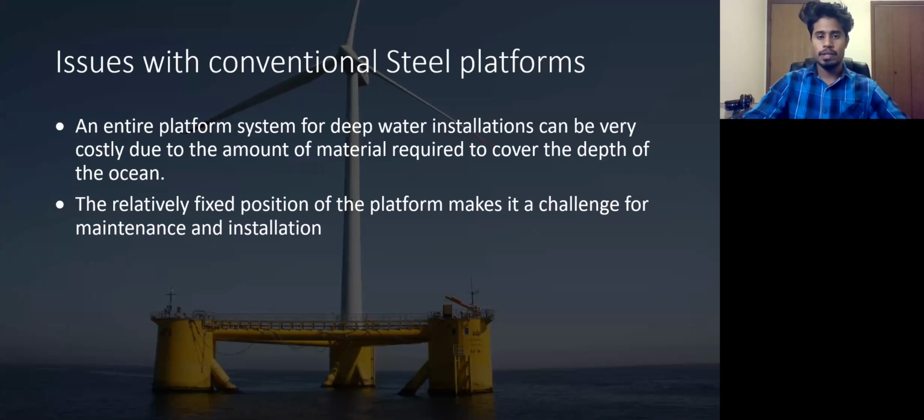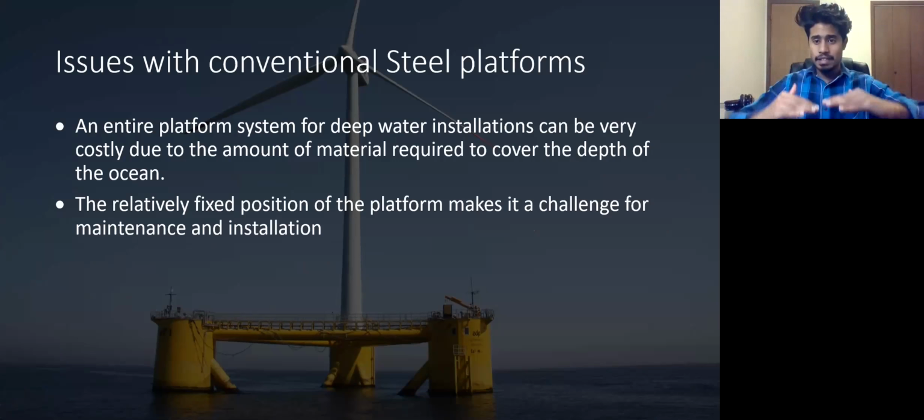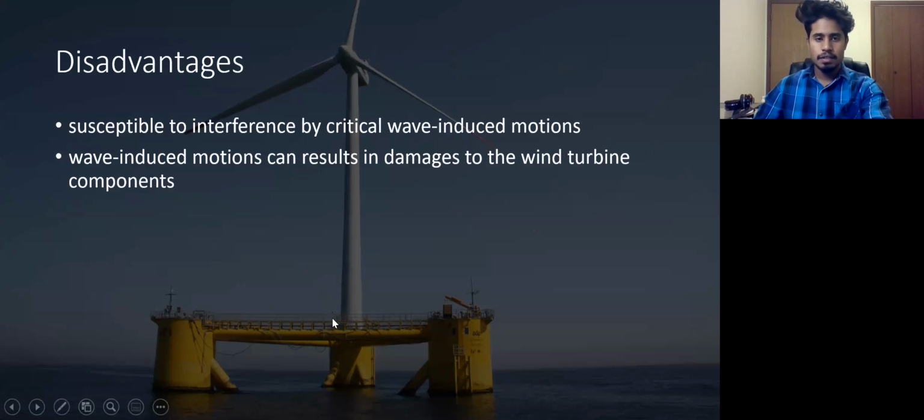Conventionally, we had steel structures to support these turbines that span the entire length to the ocean floor. That amount of steel is very, very costly to maintain and also to mass produce. So this is a good cost-effective solution. The only disadvantage is that because it's a floating system, it's susceptible to the movements of the waves, which can interfere with the transmission of the wind energy and also possibly damage the components of the wind turbine.